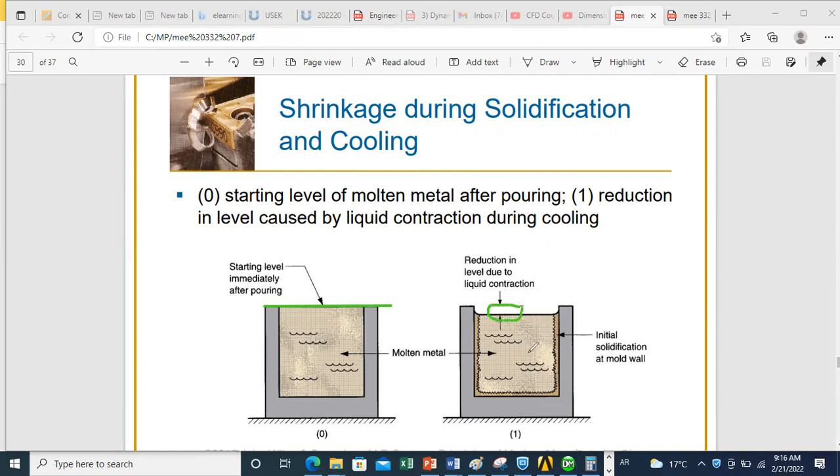And also, whenever you observe the solidification process, the first part that will solidify is the part that is close to the walls. So here you observe initial solidification at the mold wall, which will automatically lead to a reduction in the level in your cavity. And if you want to compensate for this, in open mold in general we don't have risers, but in closed mold we have. So in closed mold, the riser will continuously supply molten metal to fill any voids.